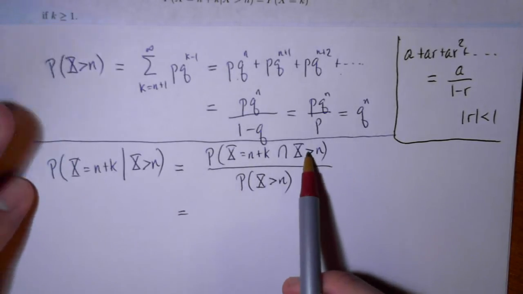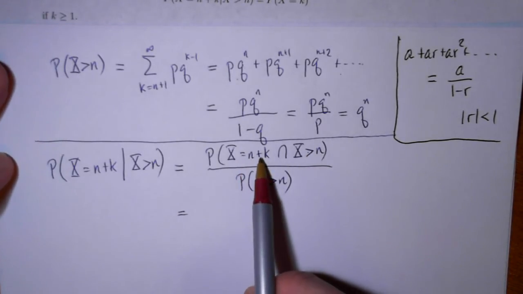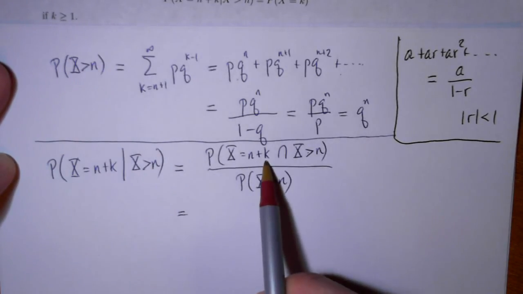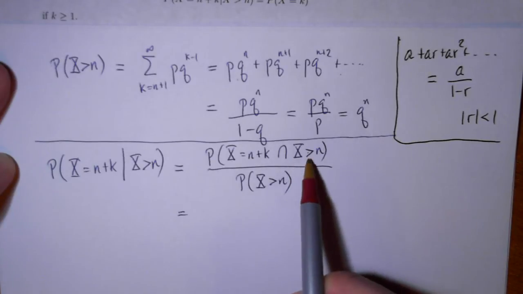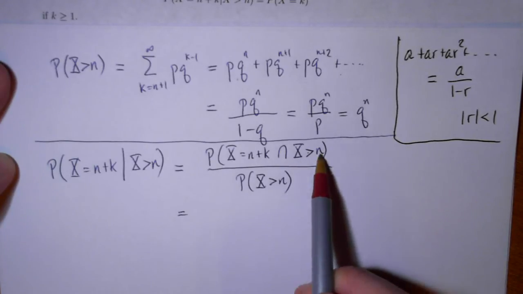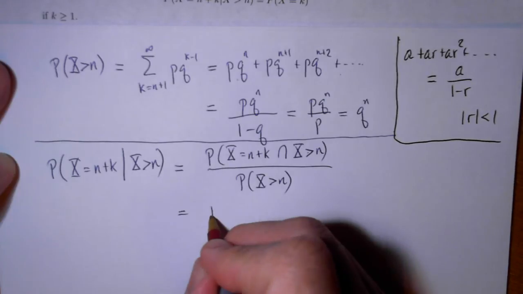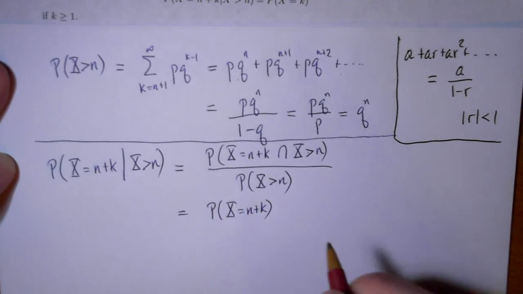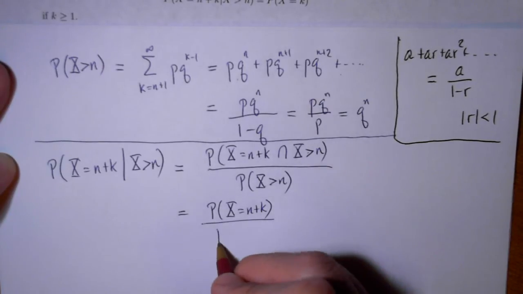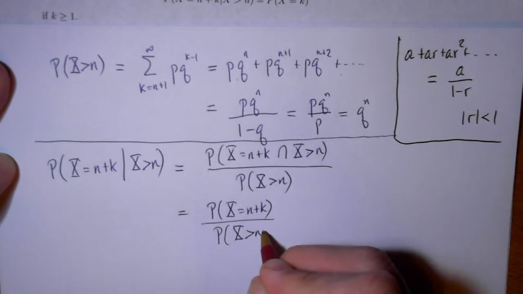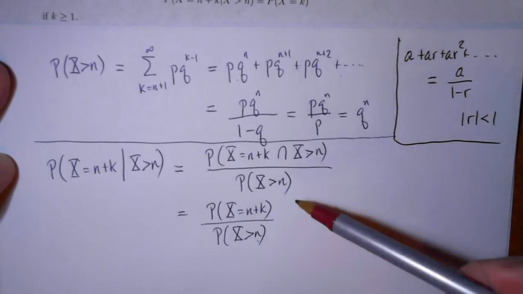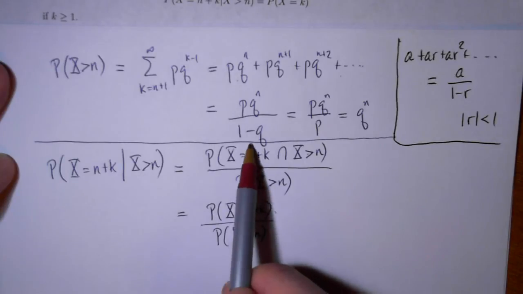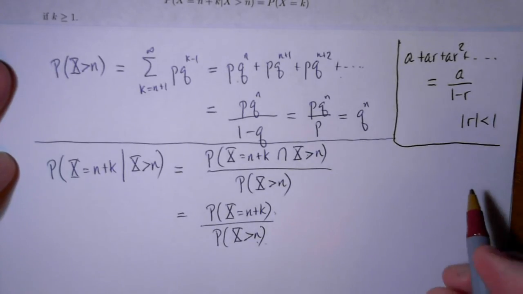Now the numerator is redundant. If X is equal to n plus k and k is positive, then clearly X is greater than n. So the intersection can simply be dropped in favor of the smaller event, and the denominator stays put. Now this does not happen for all problems. This only happens in this problem because the first event is a subset of the second event.